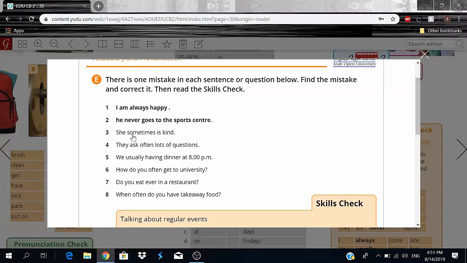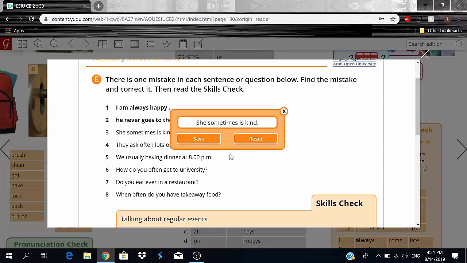She sometimes is kind. Nope. Let me open this up. I can use two styles, or two patterns. I can say she's sometimes kind, not is kind. So she's sometimes kind, or she's kind sometimes. What we're going to do is get rid of this "is" right here and add it right here as an apostrophe. So she's sometimes kind.